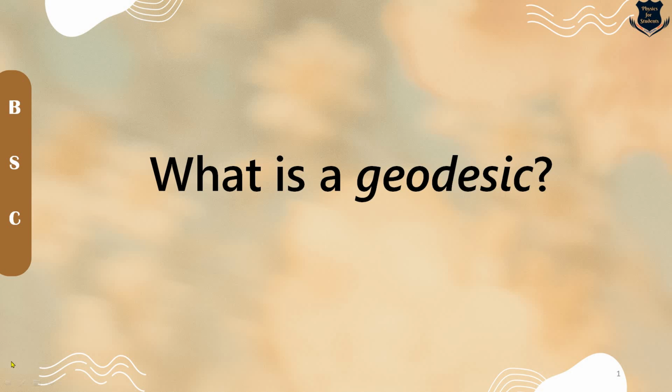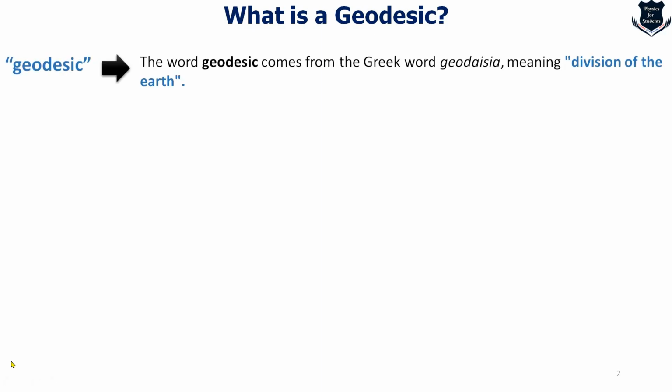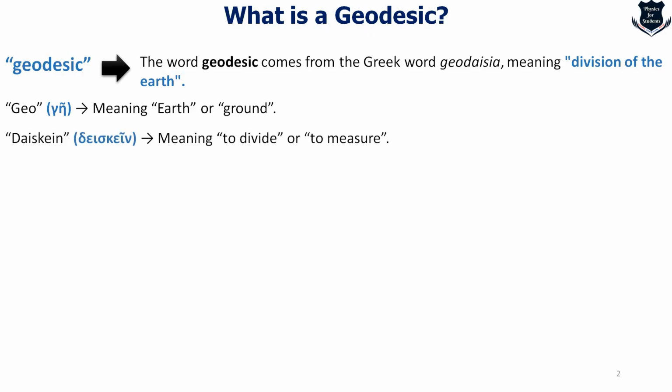So what is a geodesic? Let us first understand this. Just like any other mathematical concept and terms, they come from either Latin or Greek words. Geodesics actually come from the Greek word geodesia, which means division of the earth, and geo, we know, means earth or ground, and daiein is another Greek word which means to divide or to measure.